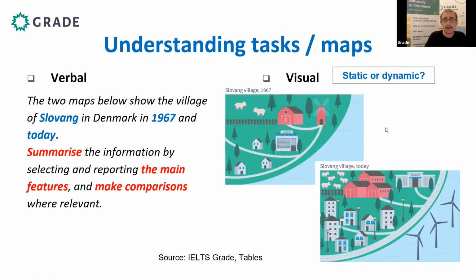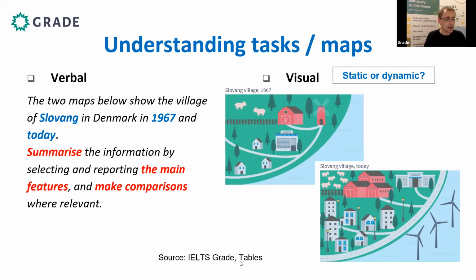Look at the task itself, I mean the verbal part and the visual part, and again, identify whether it's static or dynamic here. Right, so yep, absolutely agree with you. This is an example of a dynamic visual. We have actually two different years, 1967 and now, although not many changes over the years, but we have a picture of this village in 1967 and the same village today.